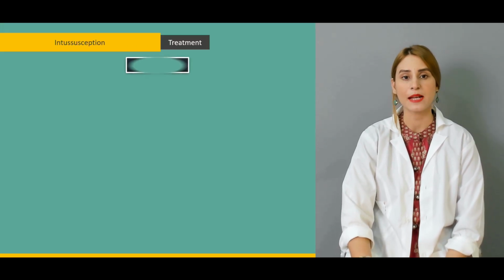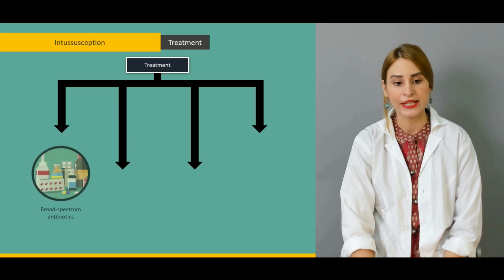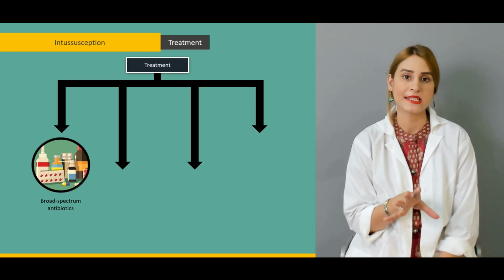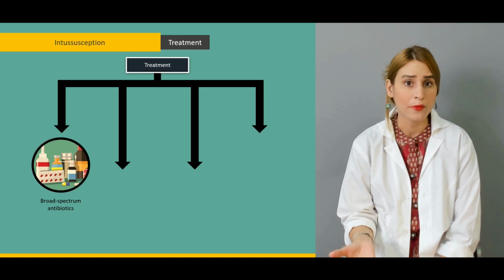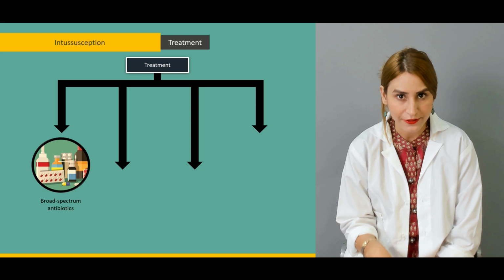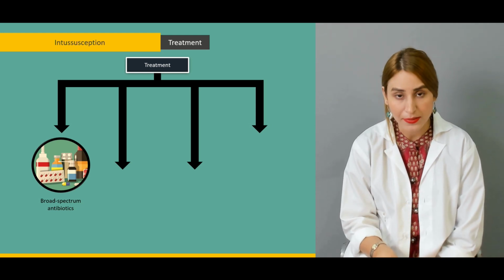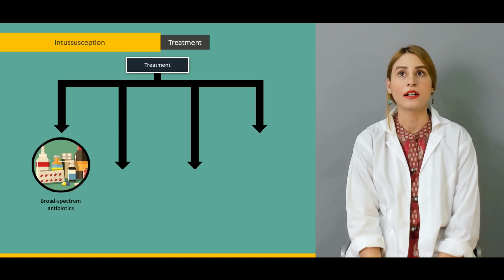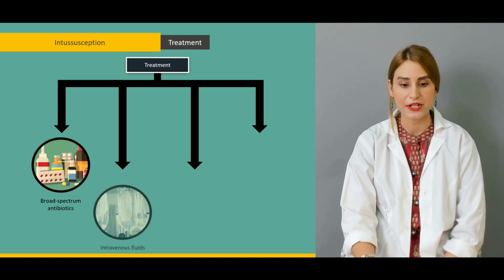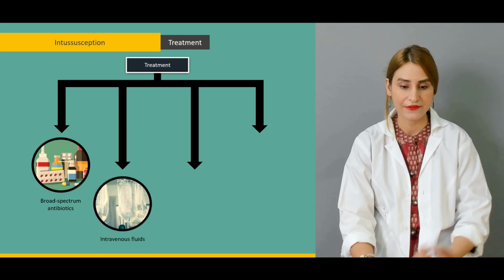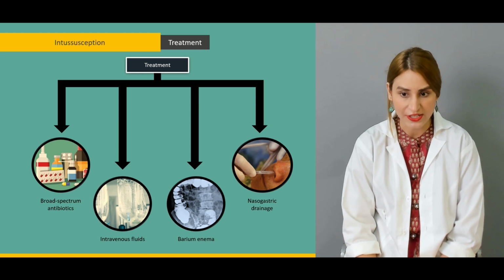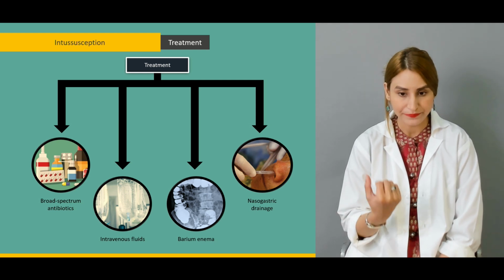In the case of intussusception, again, it causes intestinal obstruction, so all intestinal obstructions are managed in the same way. You have to give intravenous fluid therapy, 3 liters per 24 hours, and broad spectrum antibiotics, particularly for 72 hours, and you put the patient on a nasogastric tube for decompression as well. So: broad spectrum antibiotics, intravenous fluids, barium enema, and nasogastric drainage, because all of the fluid is drained by that.